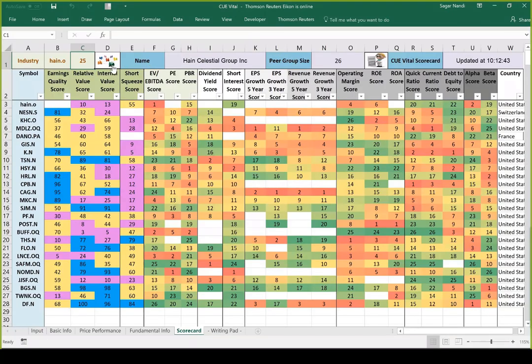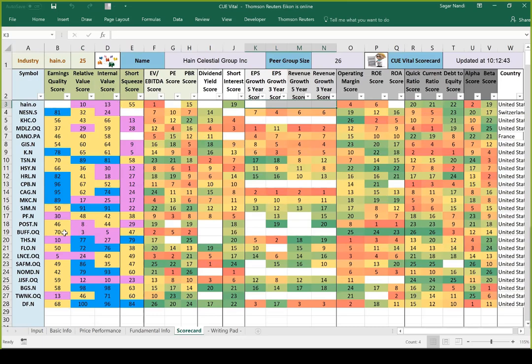So once we get HAIN Celestial Group's peers and its Q Vital, instantly we can see from the color coding that its relative value is very weak. Just see the color magenta, we can see internal value is also very weak. And there is no growth information for EPS or revenue both. So fundamentally it was weak, industry was weak. The technical chart gave a go flow short signal.